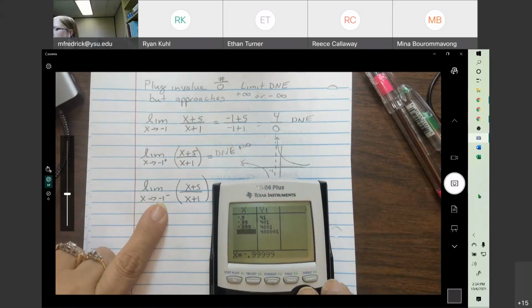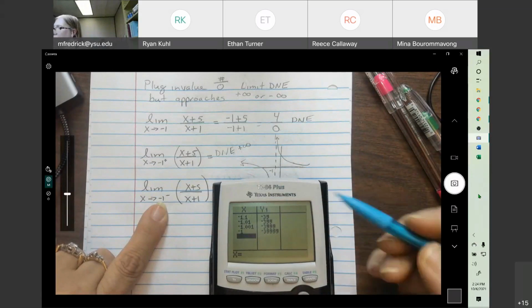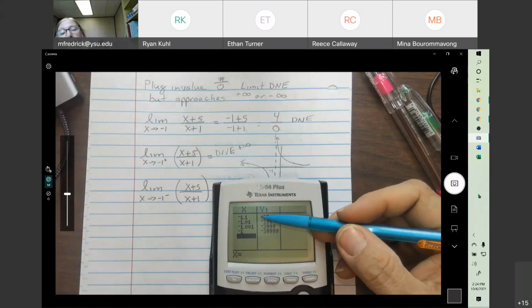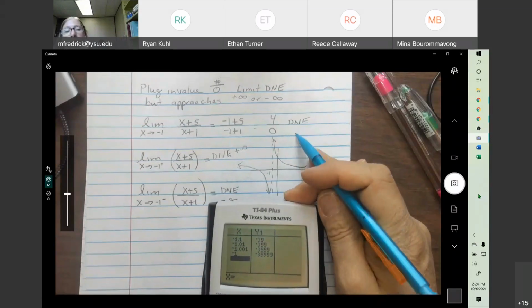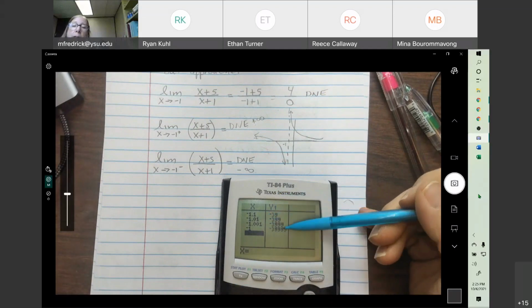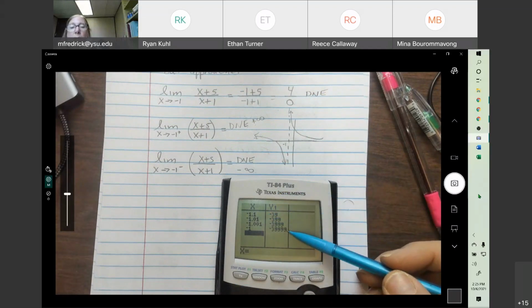For this one from the left, I want to go a little smaller. So -1.1, -1.01, -1.001. From the other side, I'm still getting large, but I'm getting large negatively. And that's why it's negative infinity. So that's another way of checking it. You could plug in those values in your table and see what happens. And this just keeps getting larger and larger.